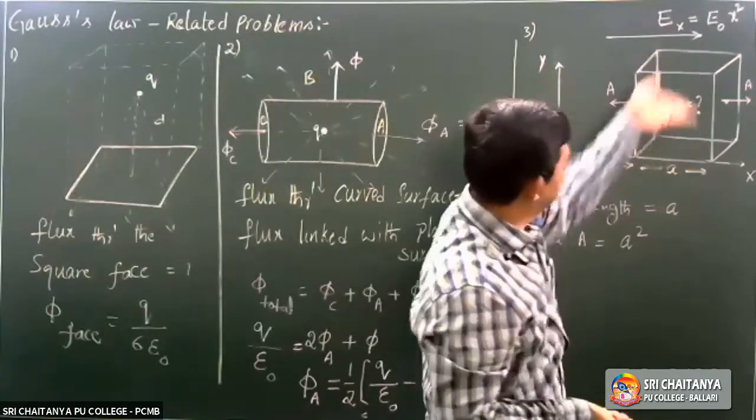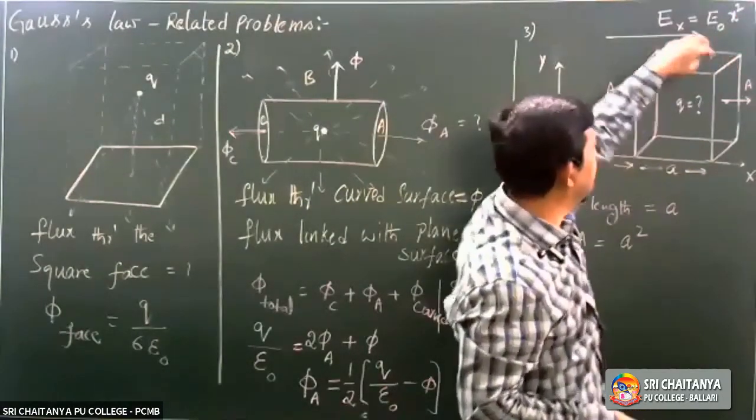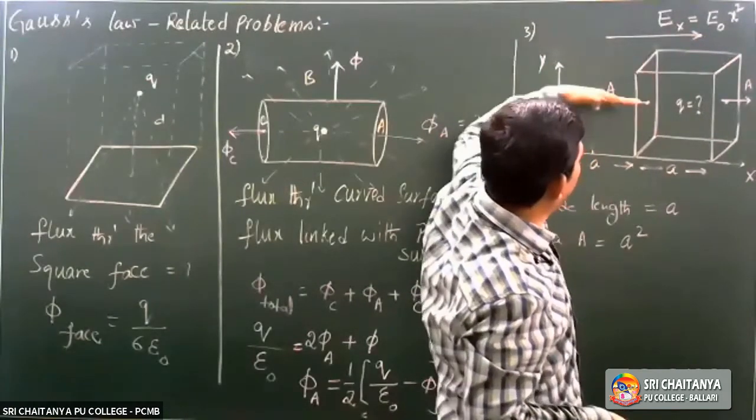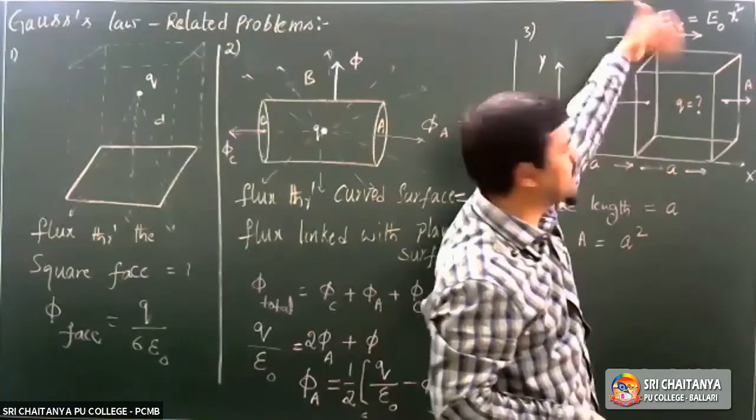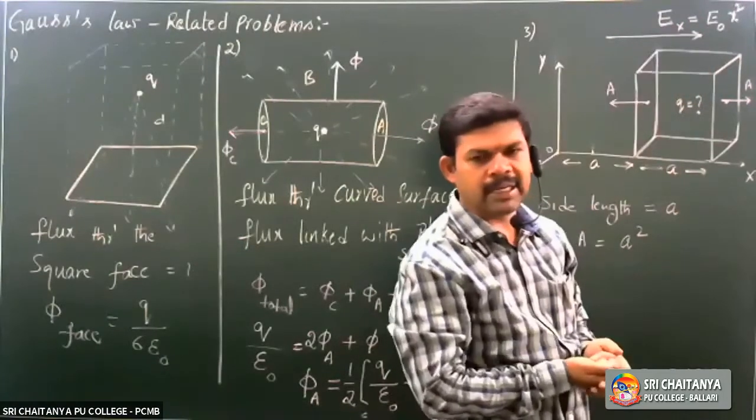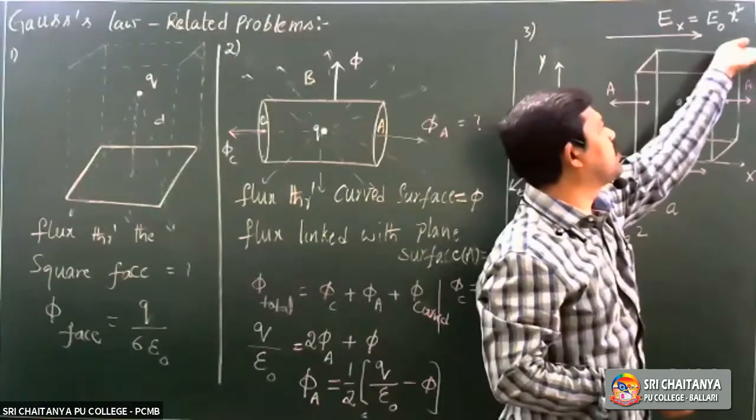The remaining faces we don't bother about, because the field is acting in this direction. Only that field passes through this space and this space. For the remaining faces, the field becomes perpendicular, so the field just passes along those faces.